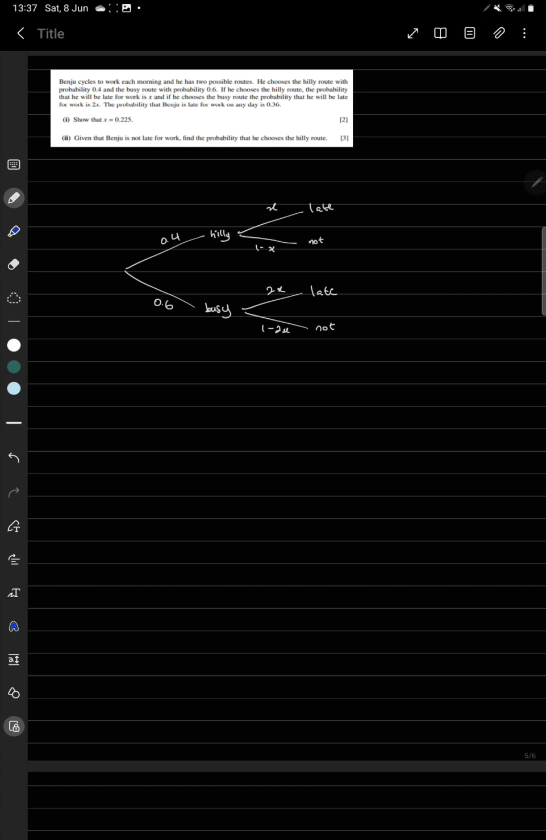Now let's deal with this first. The probability that Benju is late for work, we want to show that x is equal to 0.225. We definitely just have to find the probability of Benju being late, which we know is 0.36. Now what is the formula for this? You have two choices. It has to be hilly and late, plus busy and also late, which is equal to 0.36.